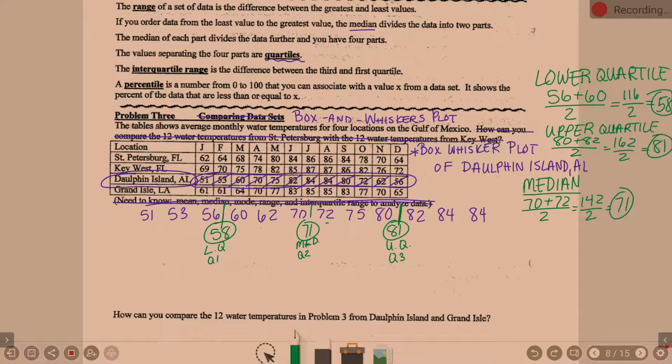Okay. For a box and whisker plot, I said we needed 5 things, right? You got 3. These are the hard 3 to find, if you call this hard work so far. The other 2 numbers we need are the least value. What's my least value? 51 is my least value, so my smallest value. And we need our greatest value. What's our greatest value? 84.